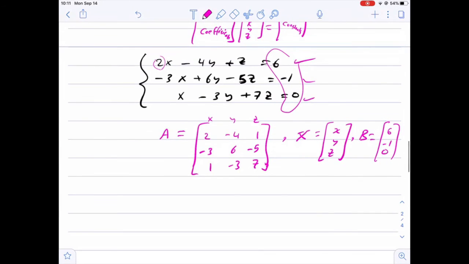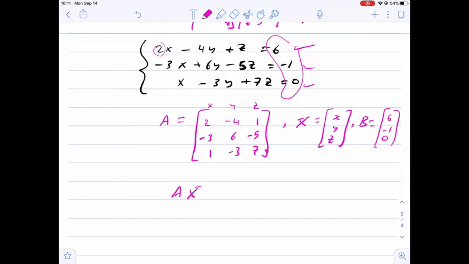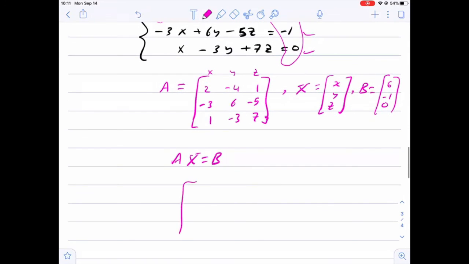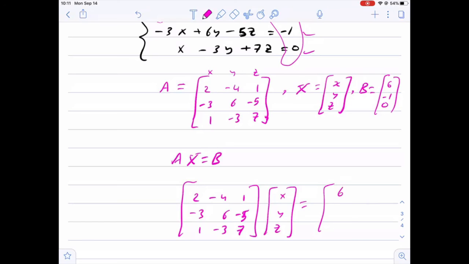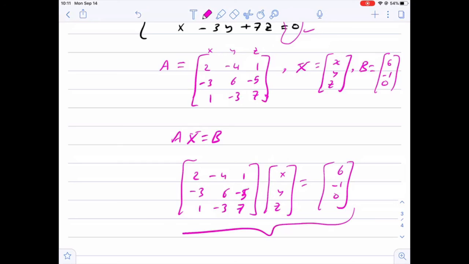And then in order to write it in the matrix form, we need to write it as AX equals B. So we write it this way. A is 2, negative 4, 1, negative 3, 6, negative 5, 1, negative 3, and 7, times x, y, and z, the matrix X, equals the constant 6, negative 1, and 0. This is called the matrix form when we write it this way. If you want to check your answer, you multiply those two matrices. This is possible because the order of the first matrix is 3 by 3. The second matrix is a column matrix. It has order 3 by 1. The inner numbers are the same, so we can multiply.